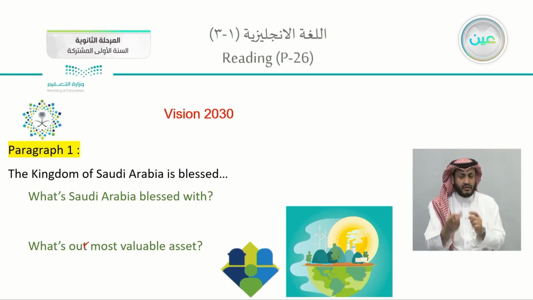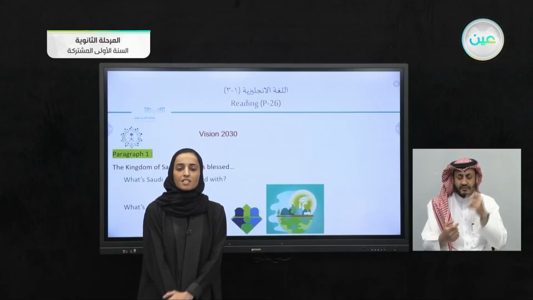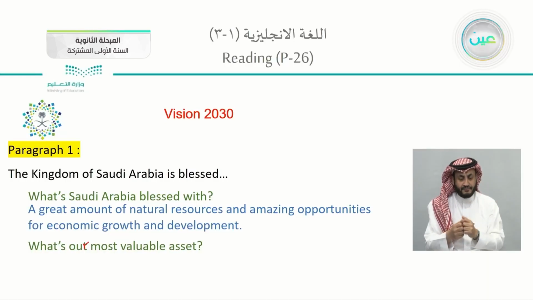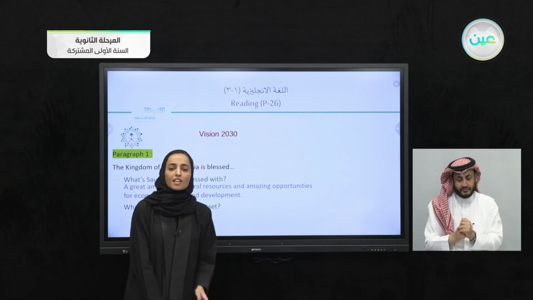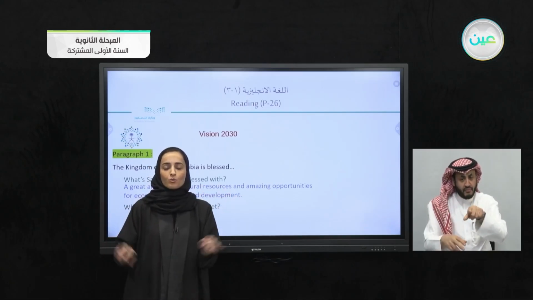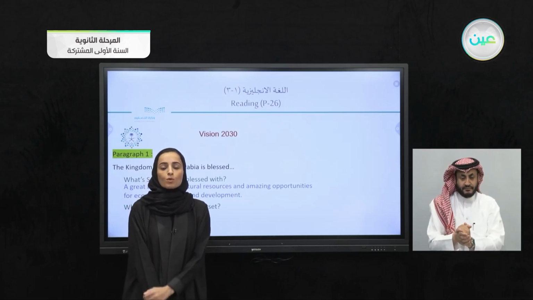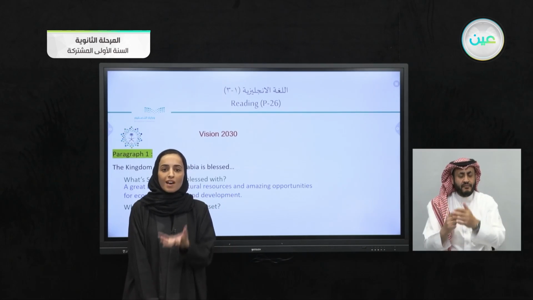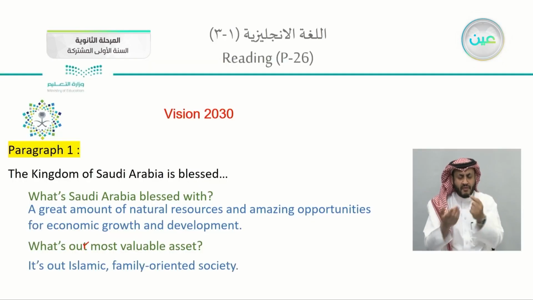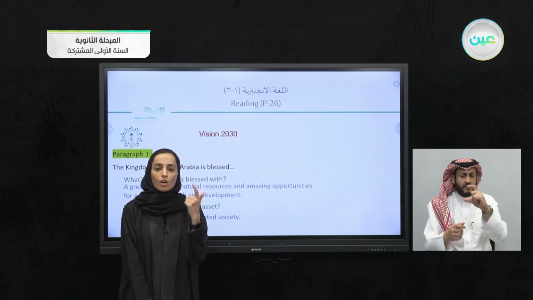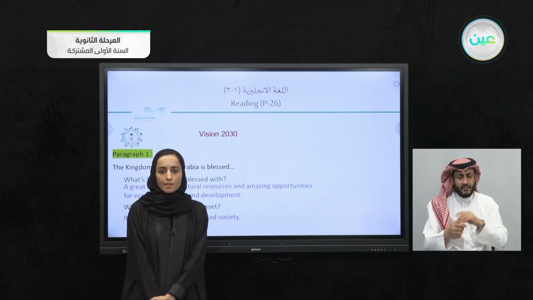So, what is Saudi Arabia blessed with? We have things that we've got. We've got a great amount of natural resources and amazing opportunities for economic growth and development. So we all can agree that in Saudi Arabia we have all the natural resources. We have the gas, we have the oil, and we got it all. However, what is the most important asset, the most valuable value that we've got? It's our Islamic, family-oriented society. So the people themselves, Muslim people who are much more related to the country and to their families.